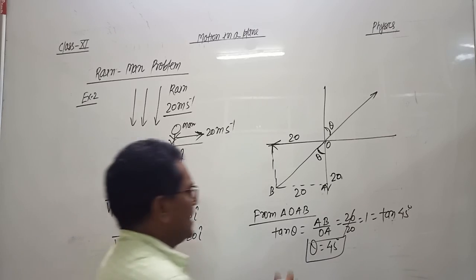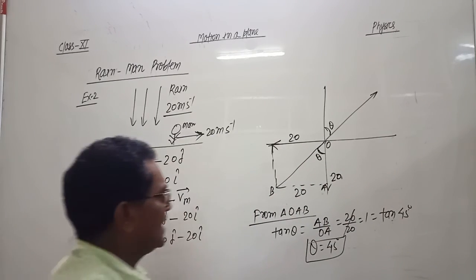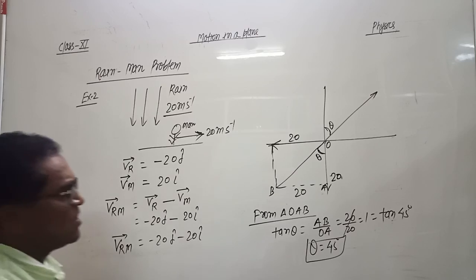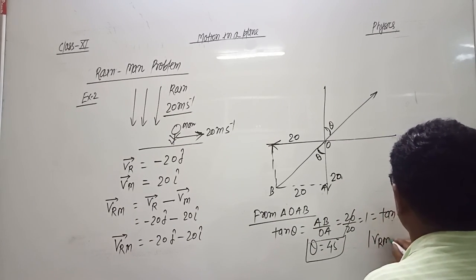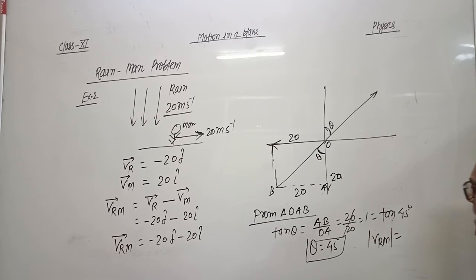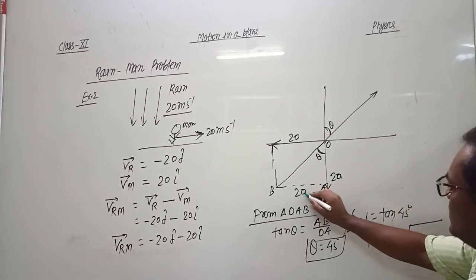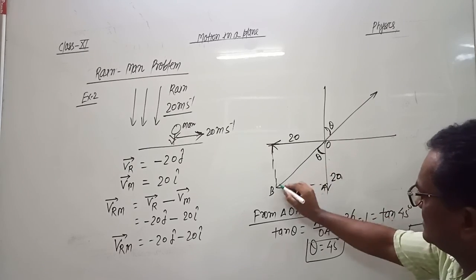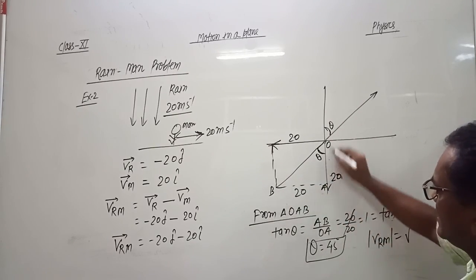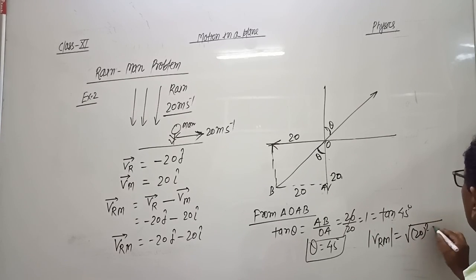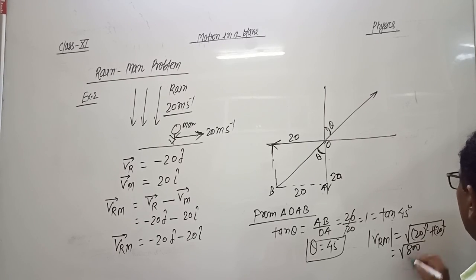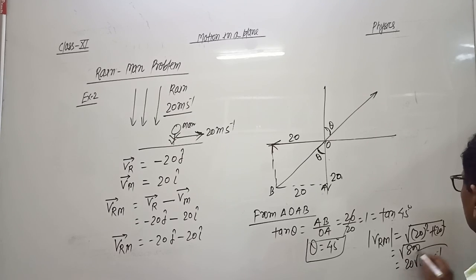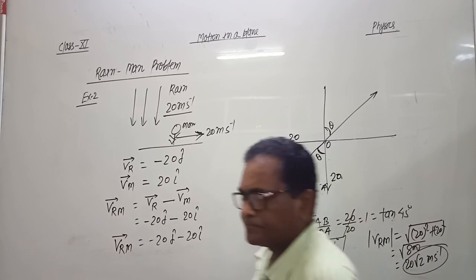For finding the resultant of relative velocity, meaning the magnitude of relative velocity, we use the Pythagoras theorem: under root of 20 square plus 20 square. Hypotenuse square equals perpendicular square plus base square. So 20 square plus 20 square is 400 plus 400, which is 800, meaning 20 root 2 meters per second. This is the resultant velocity.